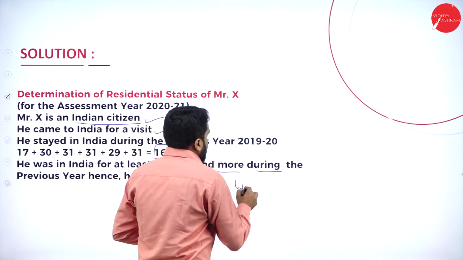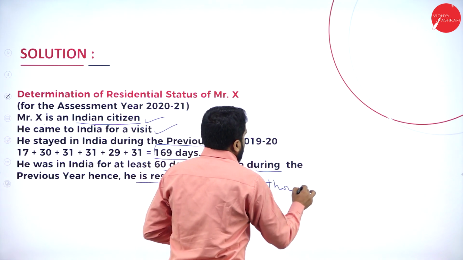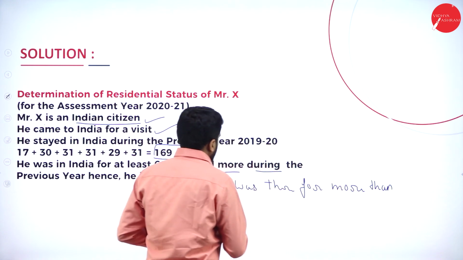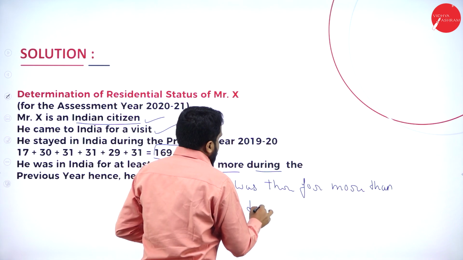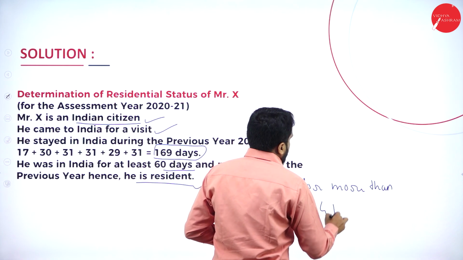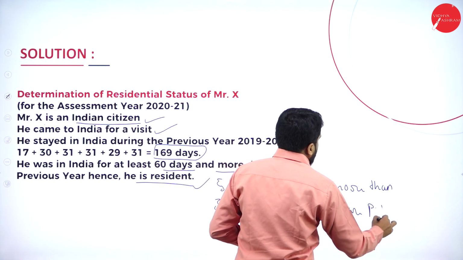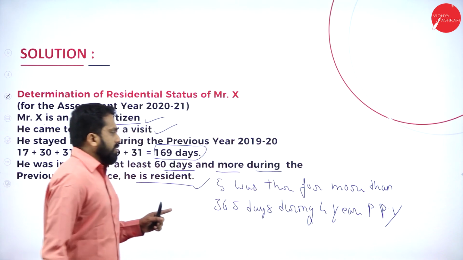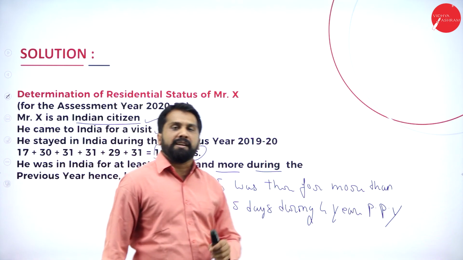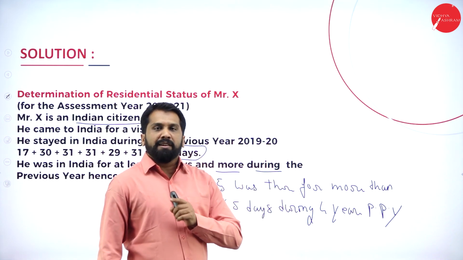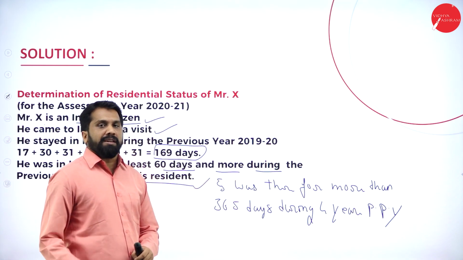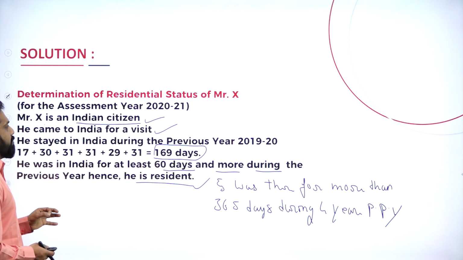He was there for more than 365 days during the 4 years preceding the previous year. So this is very important. Only 60 days is not sufficient. Along with 60 days, he must be there for 365 days or more. That is also important. So this is all about your problem number 7.